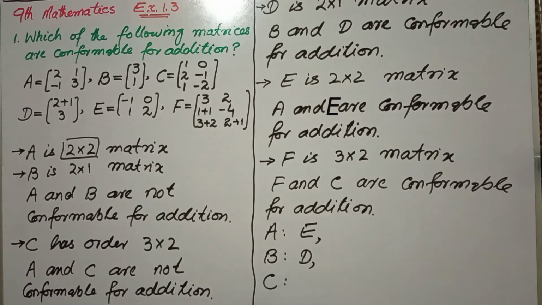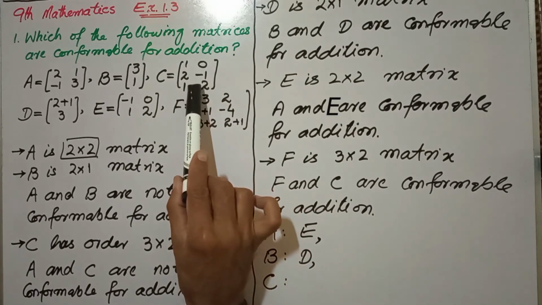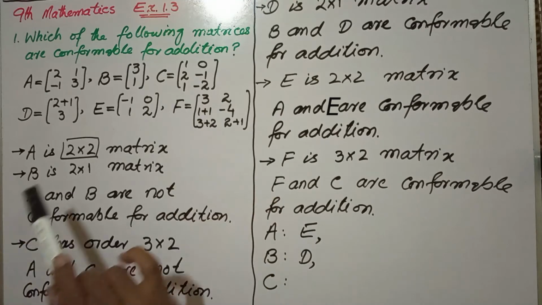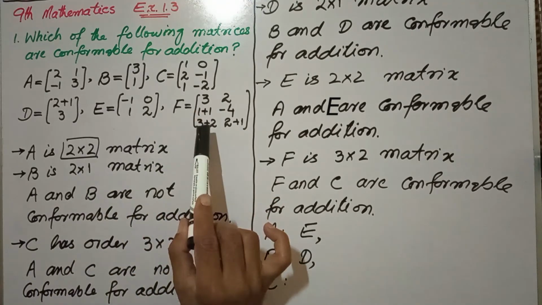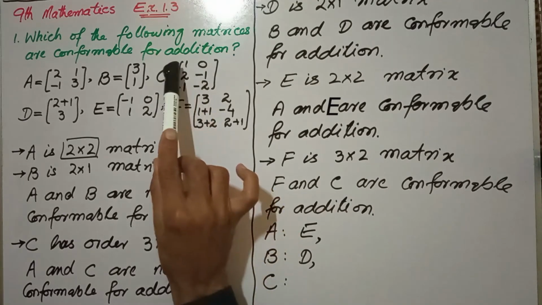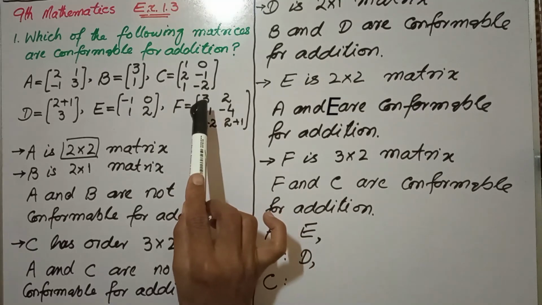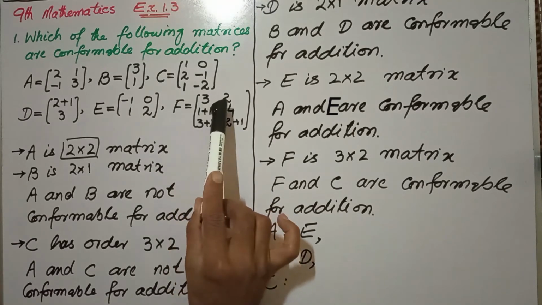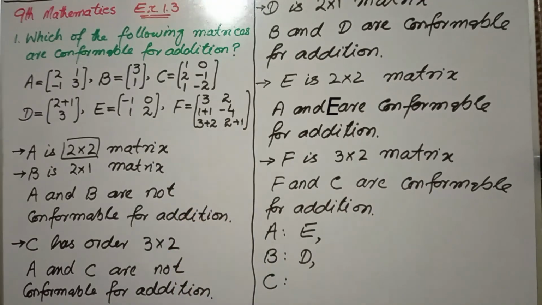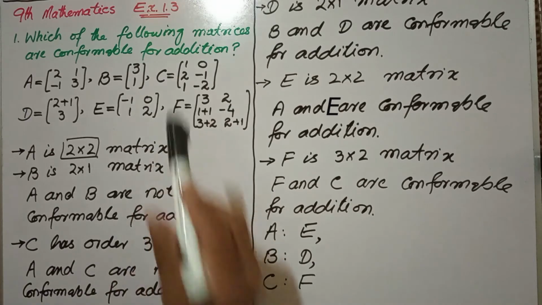Then the matrices conformable for addition with the matrix C are those matrices whose order is the same as the matrix C. We see that the matrix F has the same order as the matrix C. It has order 3 by 2. So F is conformable for addition with the matrix C.